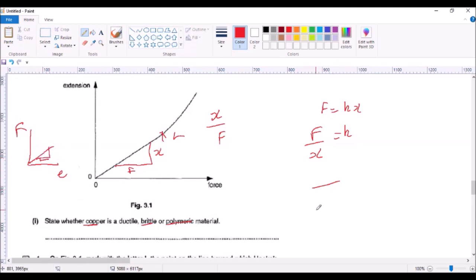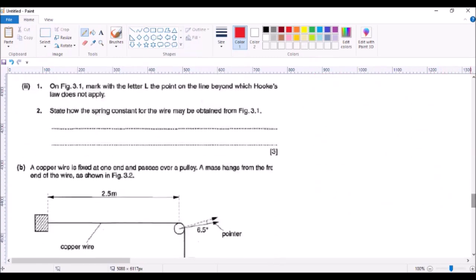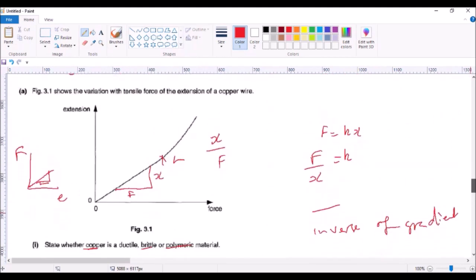Inverse of gradient. So 1 over gradient, because it is an extension force graph and not a force extension graph. So on this topic, be careful which type of graph they are giving you. On a force extension graph, the gradient is K. But on an extension force graph, it's the inverse of the gradient.